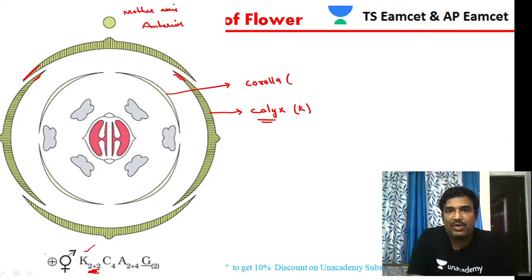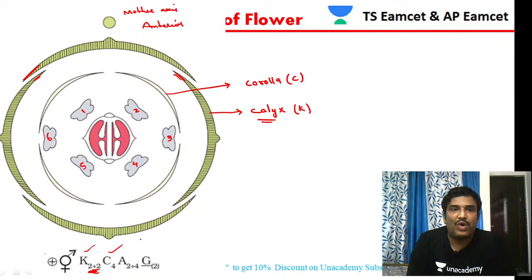Then you see the corolla. Corolla is represented by C. There are 4 corolla. Now you see the androecium. Androecium is the stamens. How many stamens are there? 4, 5, and 6. 6 stamens are present. They are arranged in 2 whorls, so that is the reason for 2 plus 4.